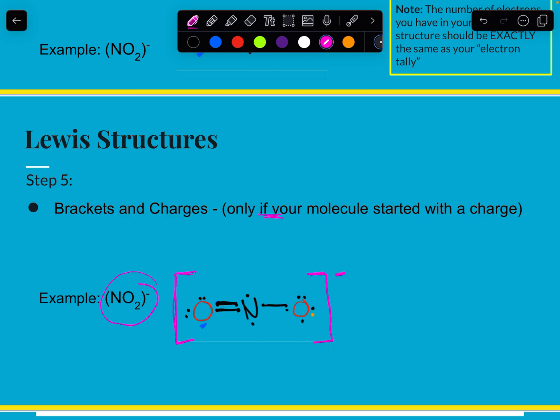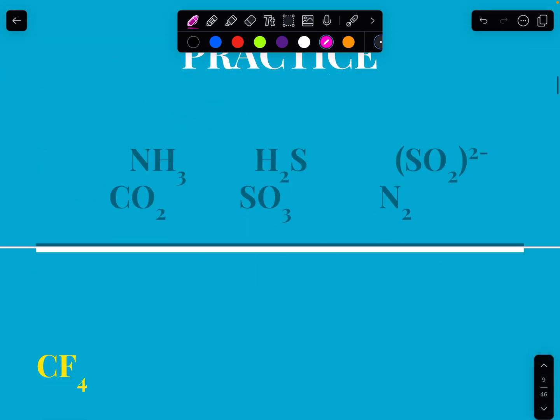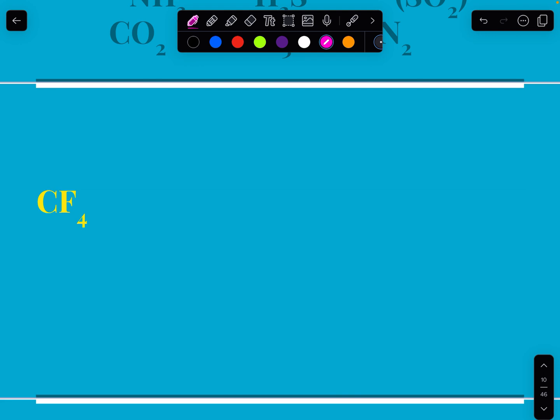All right, let's do some practice problems. Okay, so we have the molecule CF4. So carbon's first, so it's going to go in the middle, and then I have 4 fluorines, so we're going to go 1, 2, 3, 4. Look at your periodic table. Carbon comes with 4 valence electrons, so I'm going to put 1, 2, 3, 4 around it. And then fluorine comes with 7, so I'm going to add 7 to each of these outside atoms.